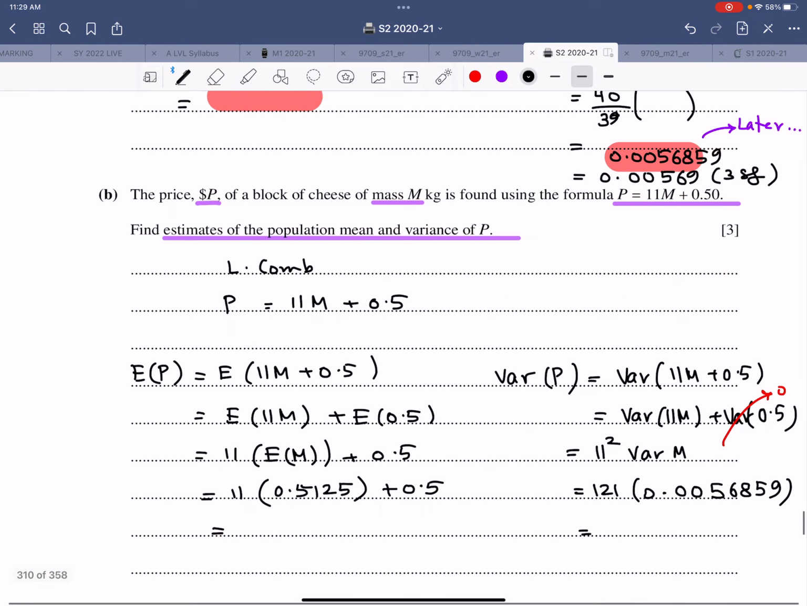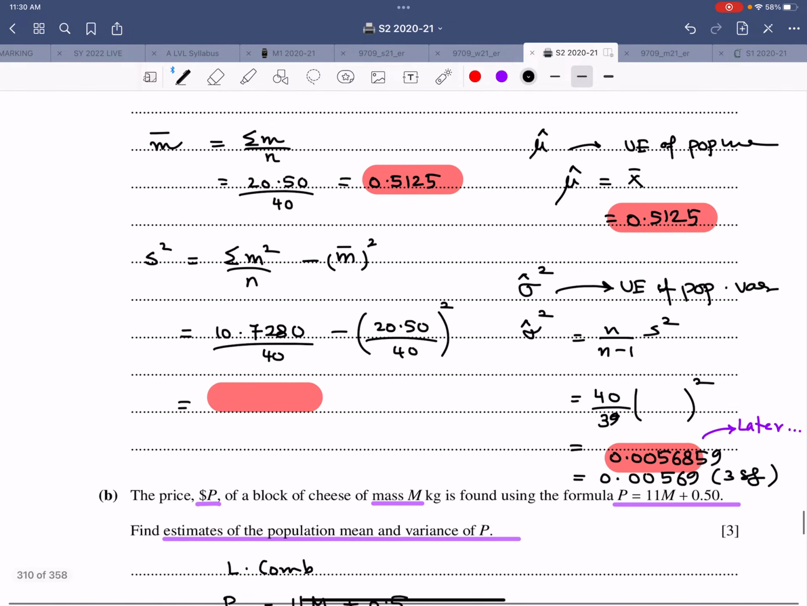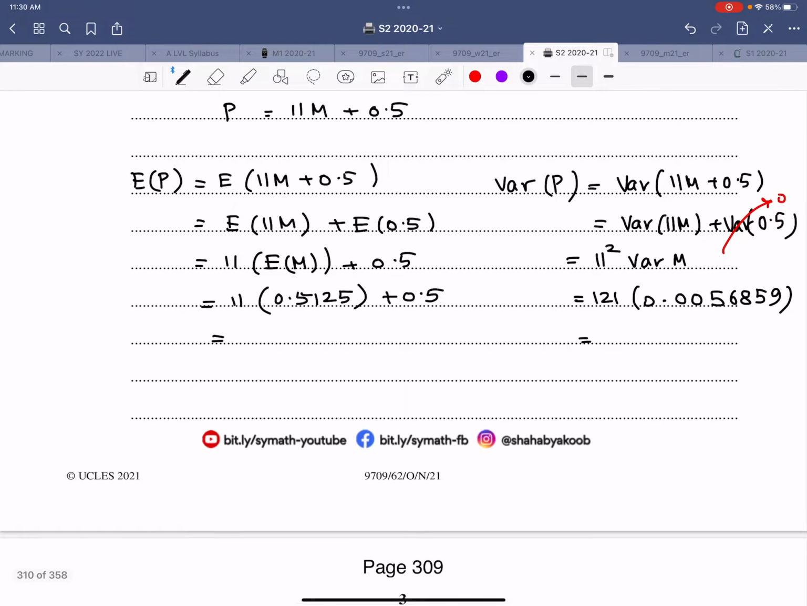And naturally, both answers should be rounded off to 3 significant figures because they are not exact. If the first one is exact, you can leave it as it is. So therefore, this is 6.1375. If this is exact, that's perfectly fine. Otherwise, 6.14 to 3 significant figures. And this one boils down to 0.688 to 3 significant figures.